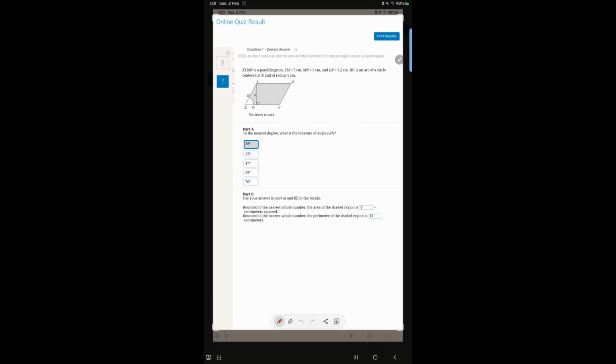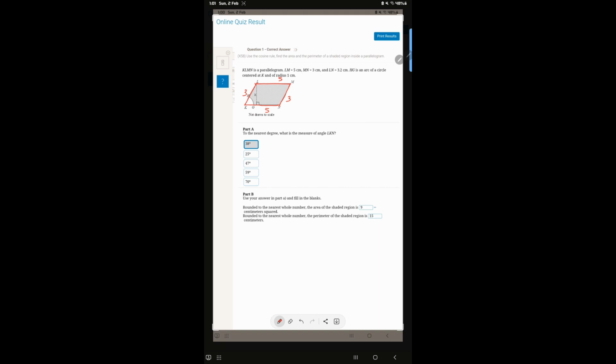This is the week 8 math AMS. For question 1, they tell you that KLMN is a parallelogram. Start by writing down all of your givens. They tell you that LM is equal to 5. Since it's a parallelogram, opposite sides are equal. MN is equal to 3, so the opposite side also equals 3.